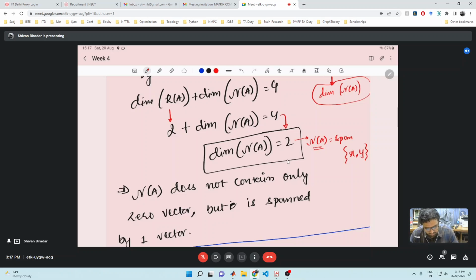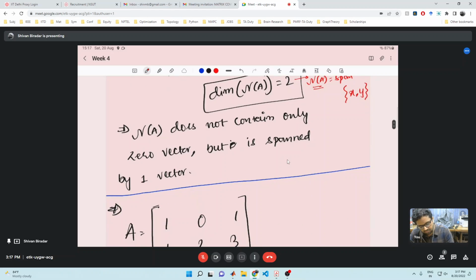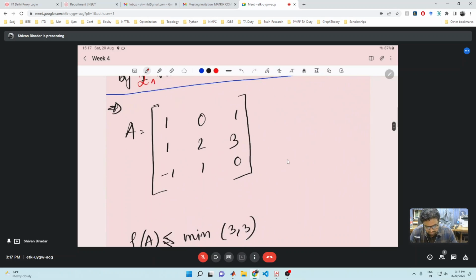It is spanned by x and y. So again, the null space of A does not contain only the 0 vector, but is spanned by 2 linearly independent vectors. Another problem.